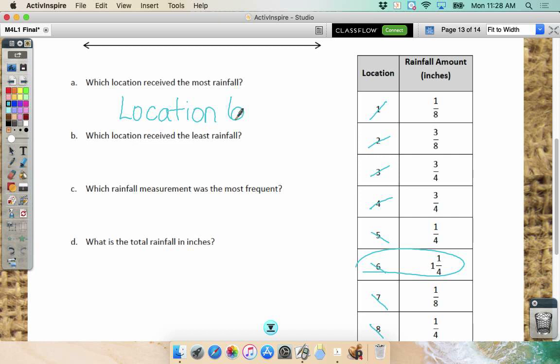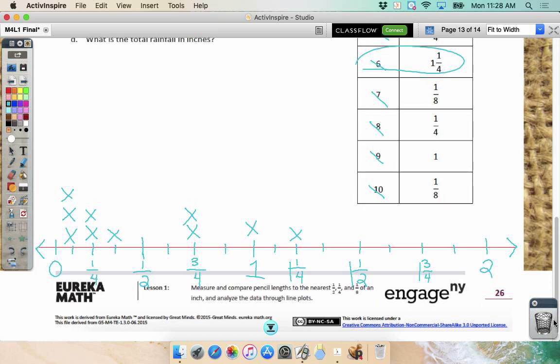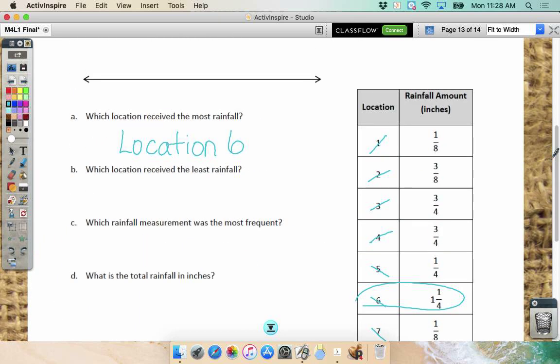Okay? Wait, can we put a low L? Yeah, I don't care. LOCAT. Which location received the least rainfall? And I think there might be a 3-way tie. 10, 7, and 1. Okay? And yes, Max, you can put LOC, but that might mean crazy. Loco.